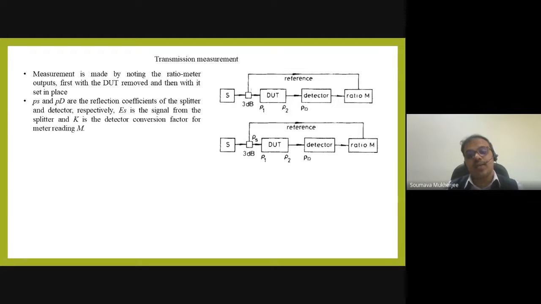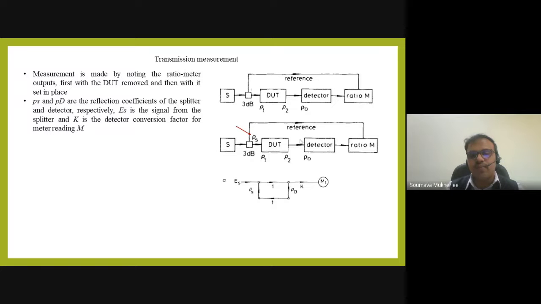And in addition to that, we can also try to calculate the imperfect 3 dB splitter, so it has a reflection coefficient rho s. Then what will happen? So if we want to predict that, we will try to get the two cases. One case is that one without DUT, so only reference signal.